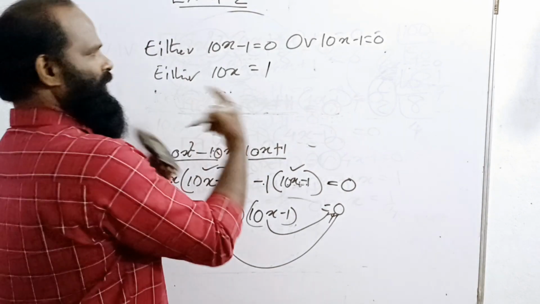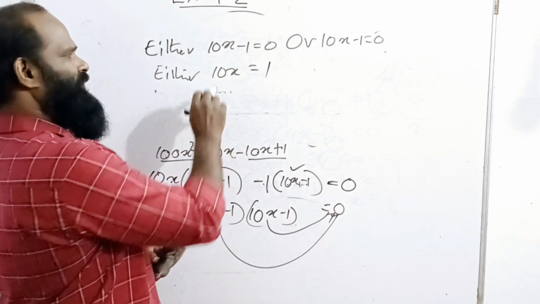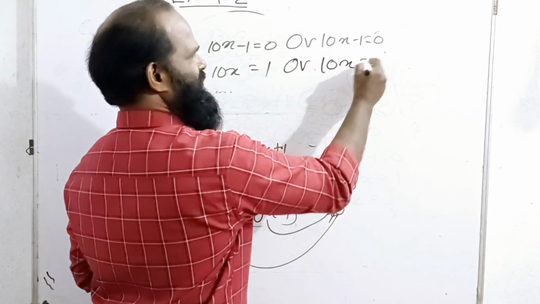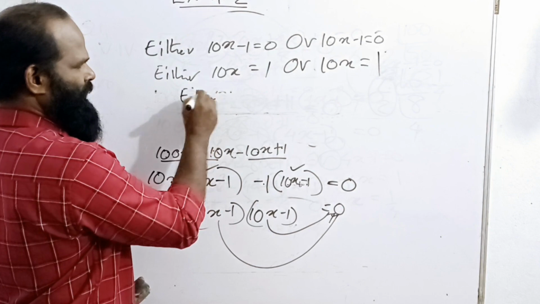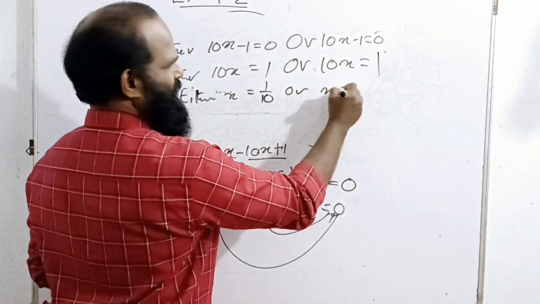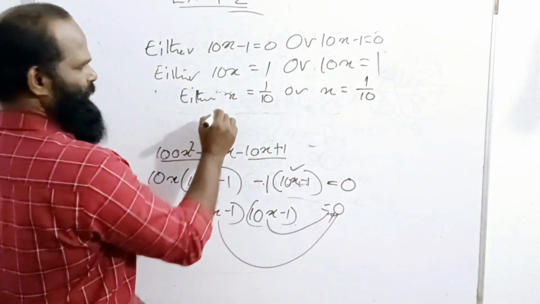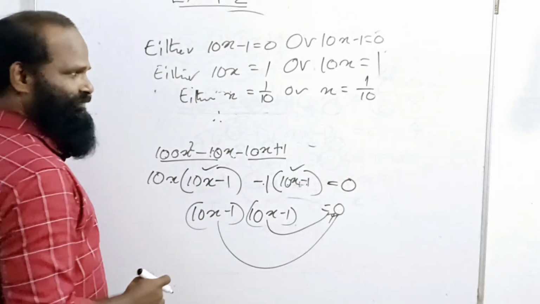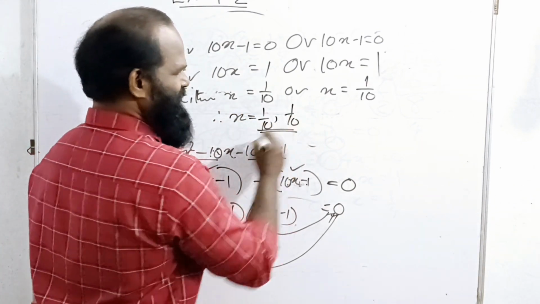As I told you, you could go straight away, avoiding this step, or else continue. 10x is equal to negative 1 comes over here, becomes positive, or 10x is equal to positive 1. Again, either x is equal to 1 by 10 or x is equal to 1 by 10. Positive 10 becomes the denominator, not negative 10. Therefore, x is equal to 1 by 10, 1 by 10. Though they are same, you write once again.